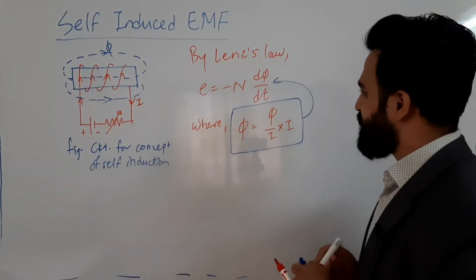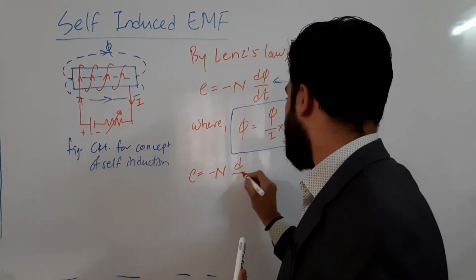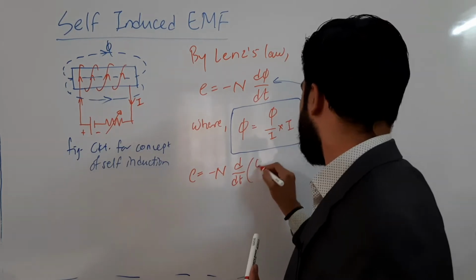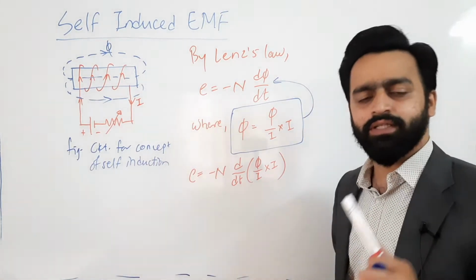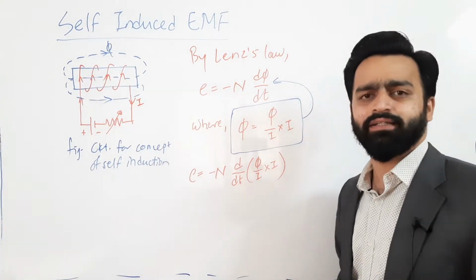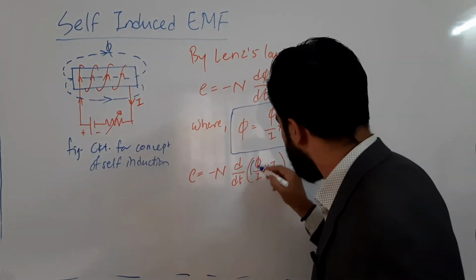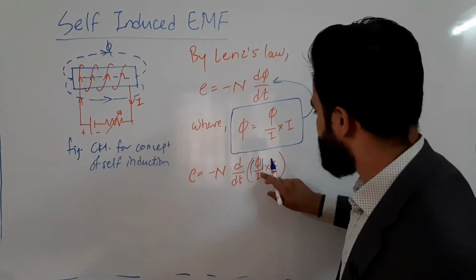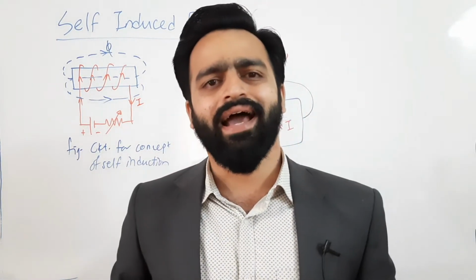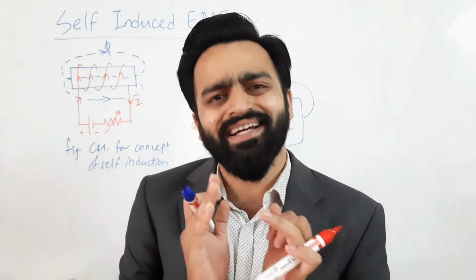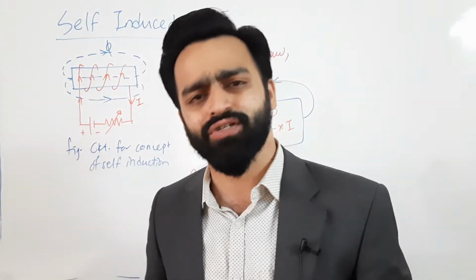So what I can write further is E is equal to minus n d by dt of phi by I into I. Now here comes the very important point, the term phi by I. This term phi by I remains constant, because as the current varies, in the same proportion flux varies. Flux is directly proportional to current.